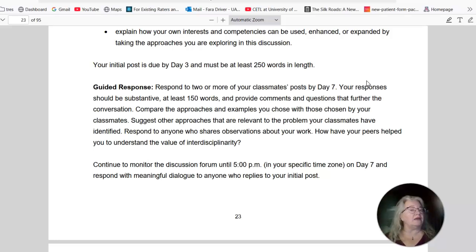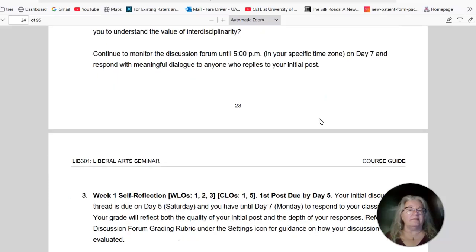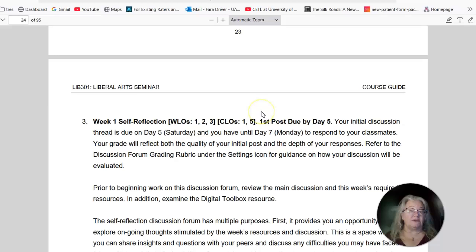As long as you're on topic, it can be as long as it needs to be. I am not a stickler for making sure that it meets what I consider to be minimum criteria for word length.